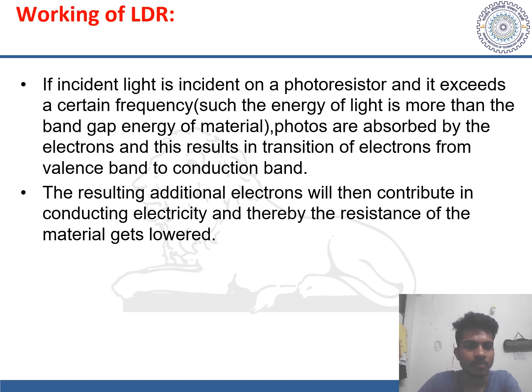Now we'll see the basic principle behind the working of an LDR. Whenever light is incident on a photoresistor and it has a certain minimum frequency, which is decided by the band gap of the material, the photons of light get absorbed by the electrons, and the transition of a bound electron from the valence band to the conduction band occurs. This transition results in an increase in the number of electrons in the conduction band, and hence the additional electrons that are produced help in conducting electricity, and thereby the resistance of an LDR gets lower. And that's the basic principle of an LDR.